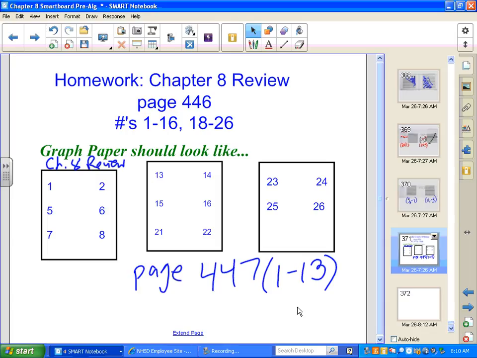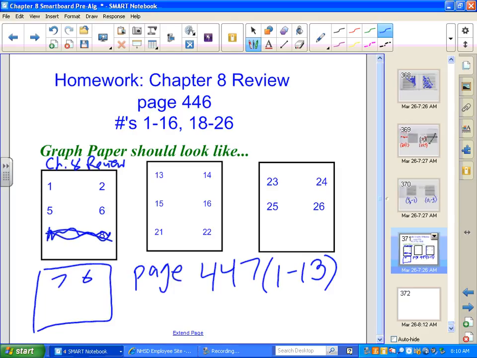Doug, what are you doing? Yeah, there are only 2 on each page. I lied. Let's try this again. Thanks, Doug. I was thinking I was giving you the graph paper that I have 3 on. Try this again. The first one, just do 1, 2, 5, 6. On the second one, 7, 8, 13, 14. On the third one, 15, 16, 21, 22. And then on the last one, 23, 24, 25, 26.